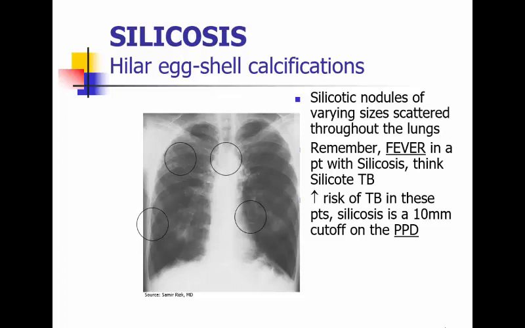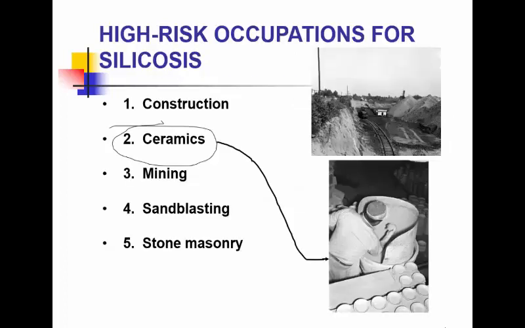The first thing that will come to your mind is this, TB. So these patients are susceptible to get a TB infection. So what are you going to do? Check the PPD test. And you don't have to wait for 15 millimeters. Only 10 millimeters is required for the treatment for a patient who has silicosis and he has a positive PPD test. Okay? So that's the question on silicosis. These are the occupations that will increase the risk for silicosis, and they might put it on the exam.